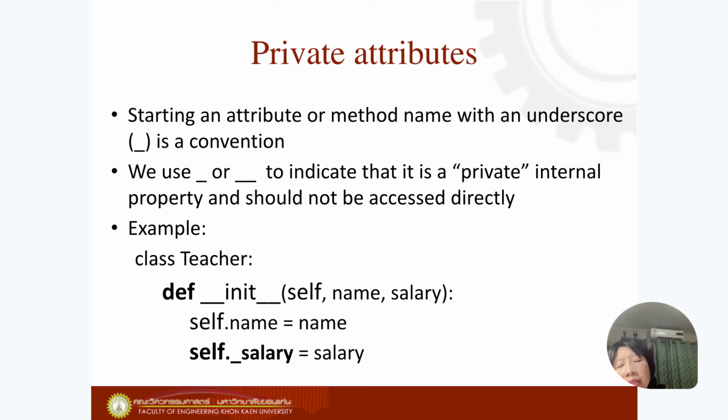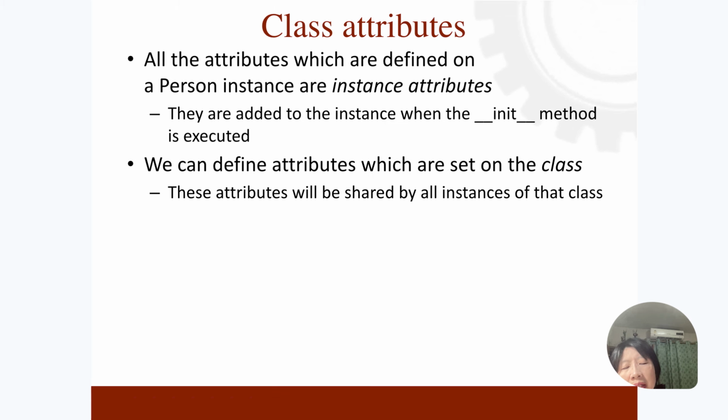Okay, next we look at private attributes. If we want to define a private attribute, we can prefix it with an underscore or two underscores. When the attribute is private, that means it should not be accessed directly. So for example here, class Teacher has an init method which has name and salary, but salary here has the underscore prefix before it, so this is a private attribute.